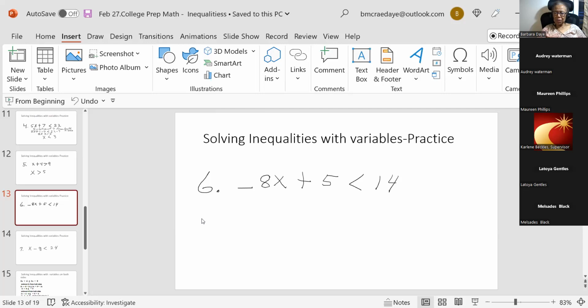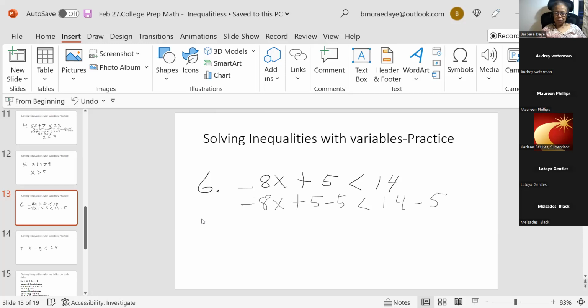Mercedes, oh yes, I subtract 5 from both sides. Okay, so let's just do minus 8x plus 5, minus 5. Okay. So you're getting off to the right start, and then 14 minus 5. So what did you get on the left, Mercedes?